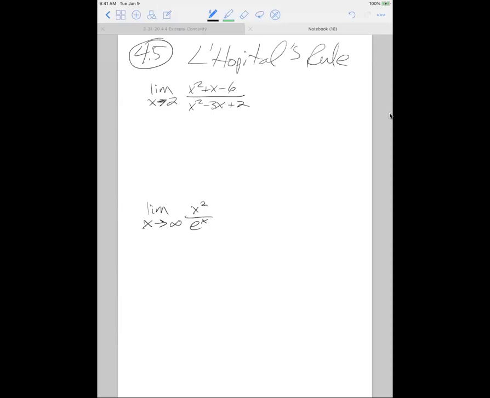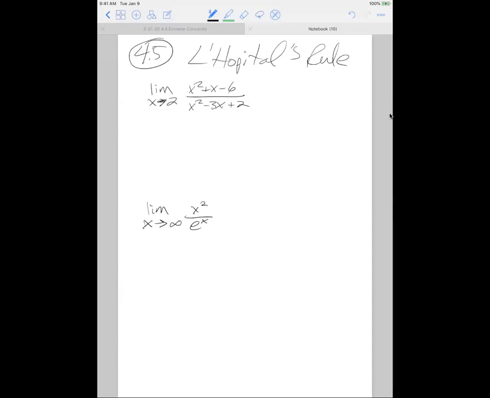All right, welcome. We're going to do a problem here from section 4.5 regarding L'Hopital's rule and indeterminate forms. Let's go ahead and take a look at, I'm going to give a problem on the iPad again. There's one each of a 0 over 0 problem and an infinity over infinity problem.